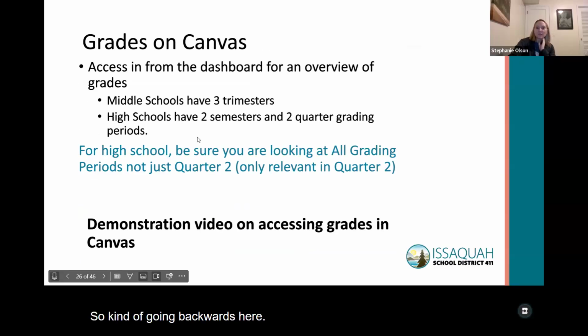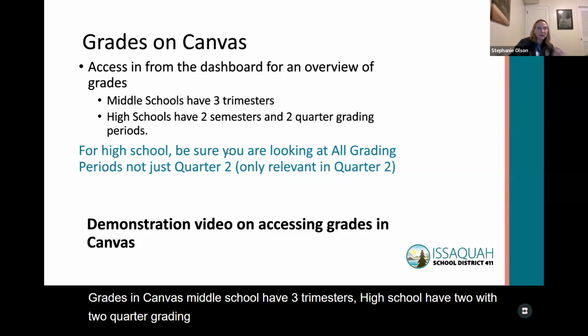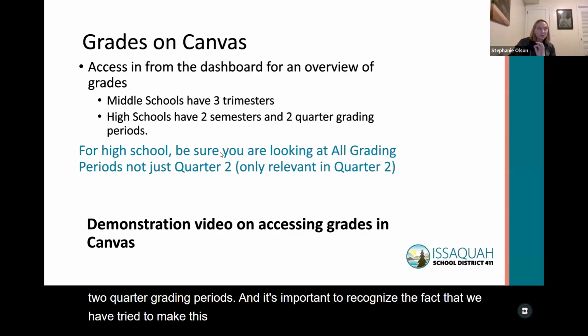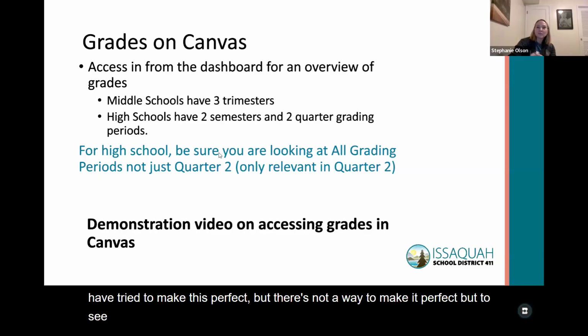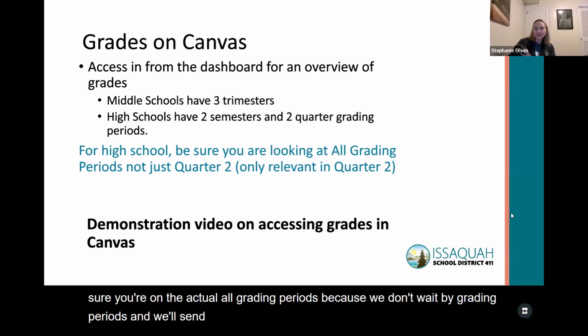Grades in Canvas: middle school has 3 trimesters, high school has 2 with 2 quarter grading periods. And it's important to recognize that we have tried to make this perfect, but there's not a way to make it perfect. But to see second quarter grades and fourth quarter grades, you do need to make sure you're on the actual all grading periods, because we don't weight by grading periods. And we'll send reminders about that at the time.